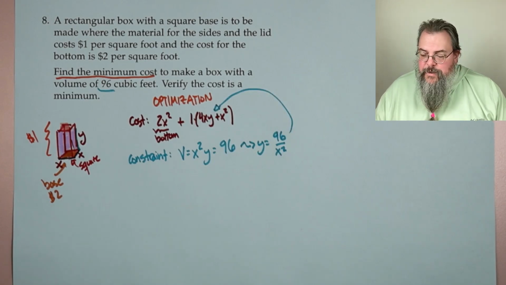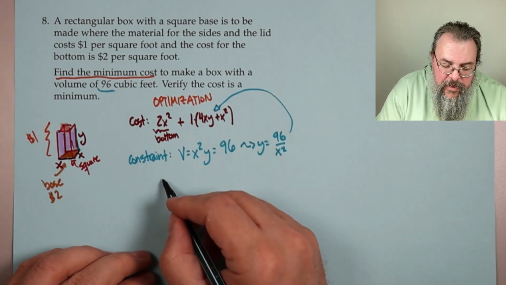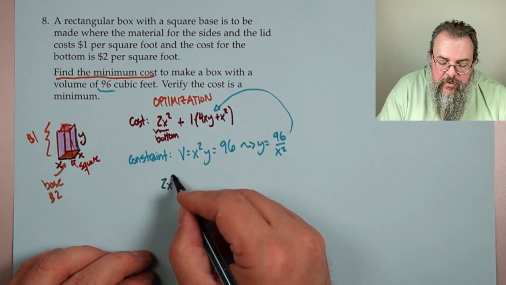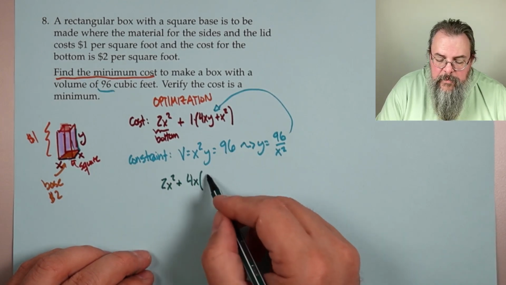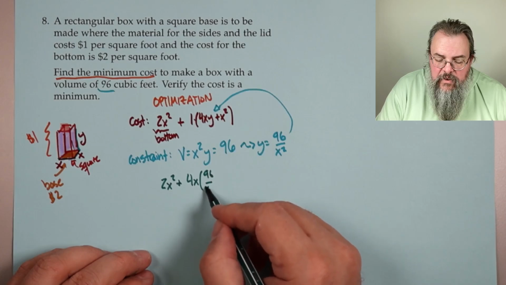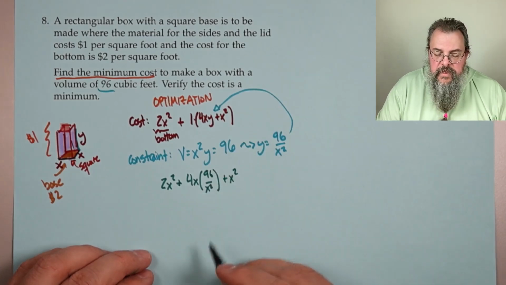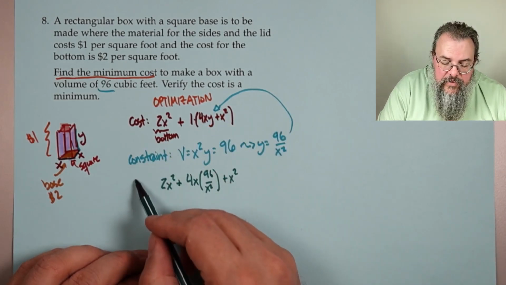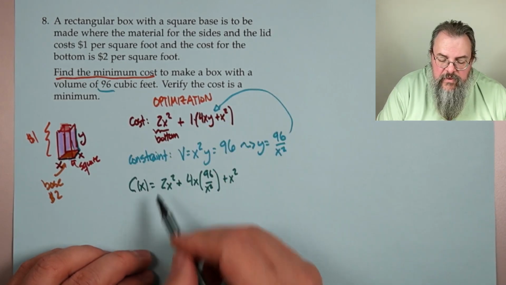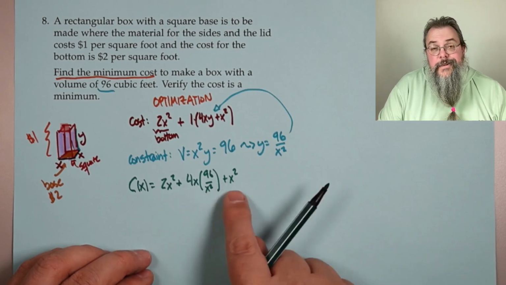So where are we at? We can get our cost in the following form: 2x squared plus 4x times 96 over x squared plus x squared. So I'm just replacing the y. And now, since there's one variable, I'll think of it as just a single variable. And before we take any derivatives, let's clean it up.